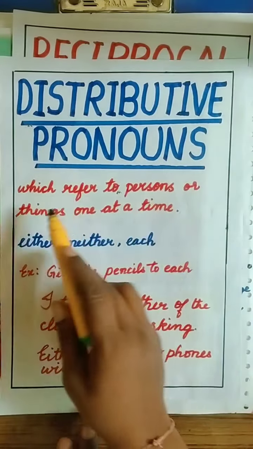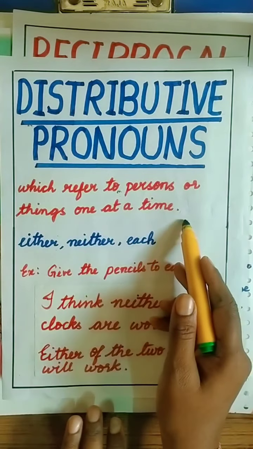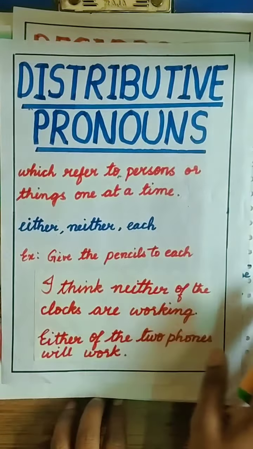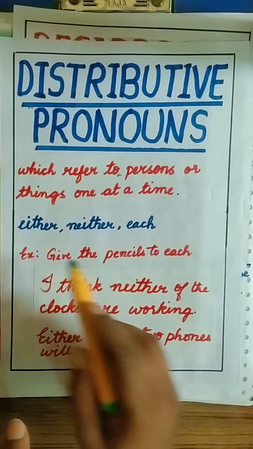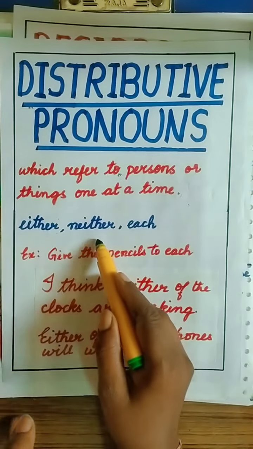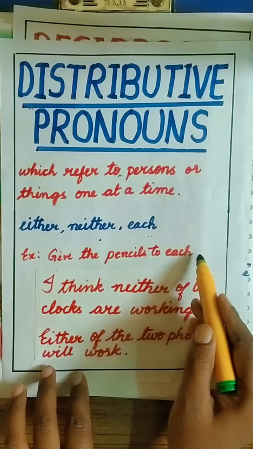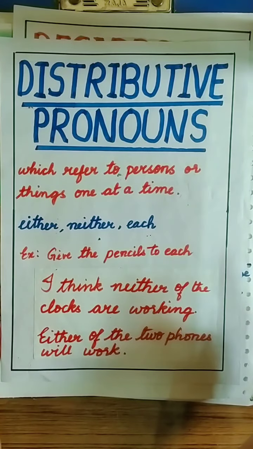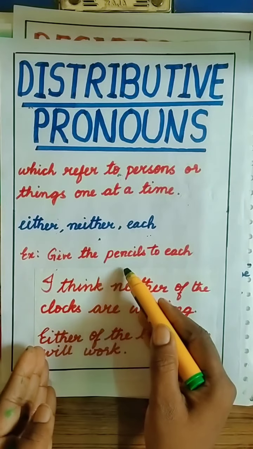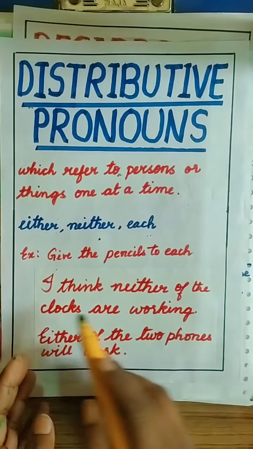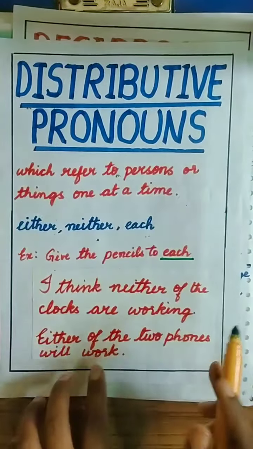And the next one is the distributive pronoun. A distributive pronoun refers to persons or things one at a time. So this distributive pronoun refers to members of a group one at a time, like either, neither, each. Give the pencils to each. So in a class, a group of children are present, but the instruction is to give pencils to each, right? So here the word each is the distributive pronoun.